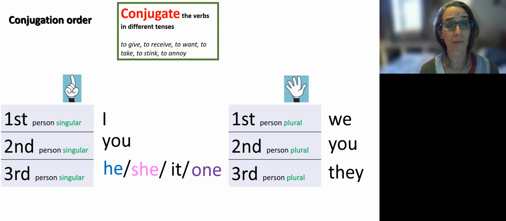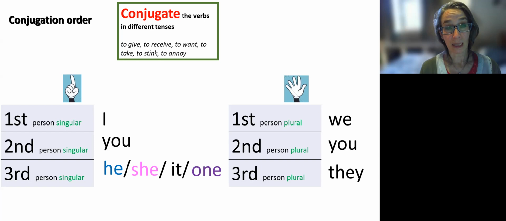So I'm going to conjugate a couple of verbs. The verb to give. I give, you give, he gives, we give, you give, they give. This is so important, and as you might guess, this applies to all European languages.